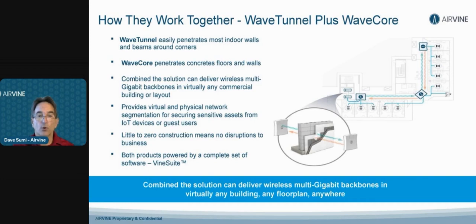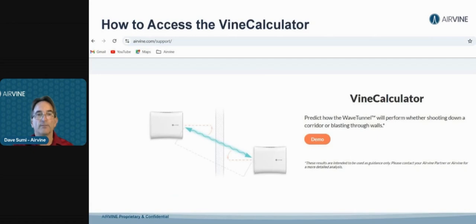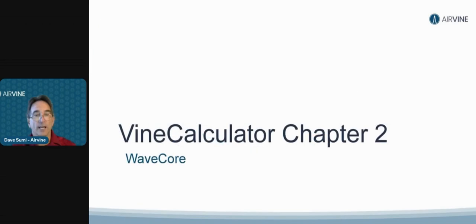Again, if you'd like to hear more about these two products and what they can do, we have other chapters in Airvine University, but let's continue to focus on what we're here to talk about today, the VineCalculator. The VineCalculator is available on our website. If you go to airvine.com, click on the support tab and scroll down to the bottom, you'll see the VineCalculator. Click on the demo button and then it will be able to go forward. It'll give you a choice of which product you want to use the VineCalculator for, the wave tunnel or the WaveCore. VineCalculator Chapter 2, WaveCore.